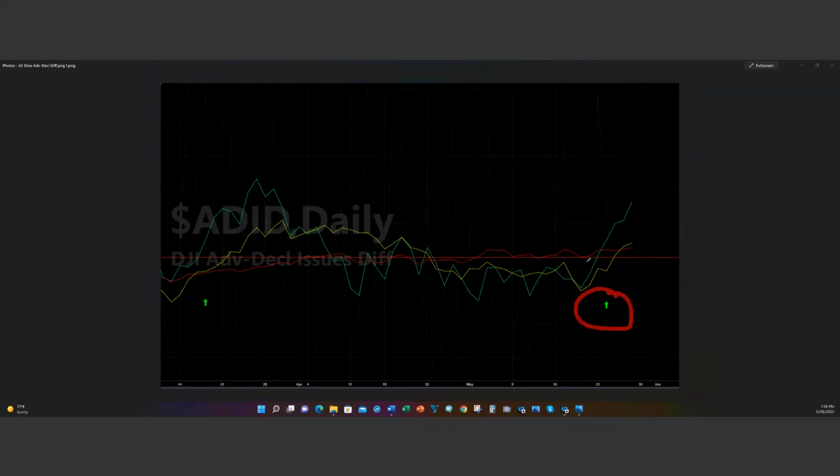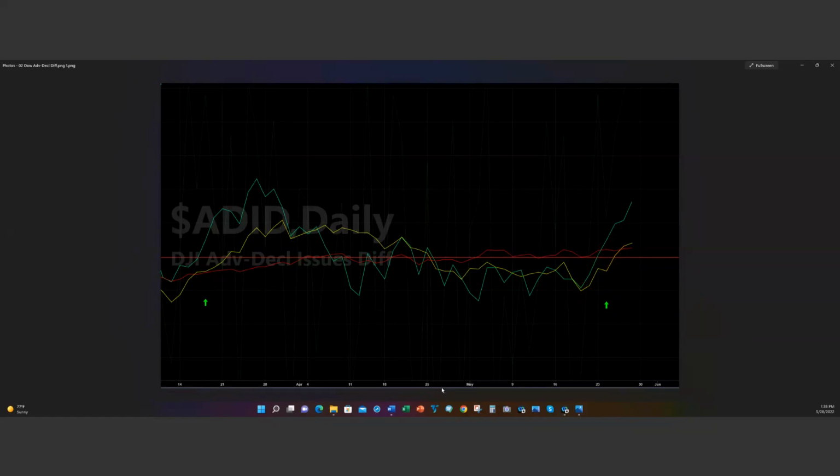So we got our green arrow. That's our green arrow to go. The green line got above the yellow. The green line got above the center, the zero line, and then it broke above the red line. The yellow line got above the zero line, and it broke above the red line. Everybody's starting to point up. So the Dow Jones, the breadth under the hood, was a go.